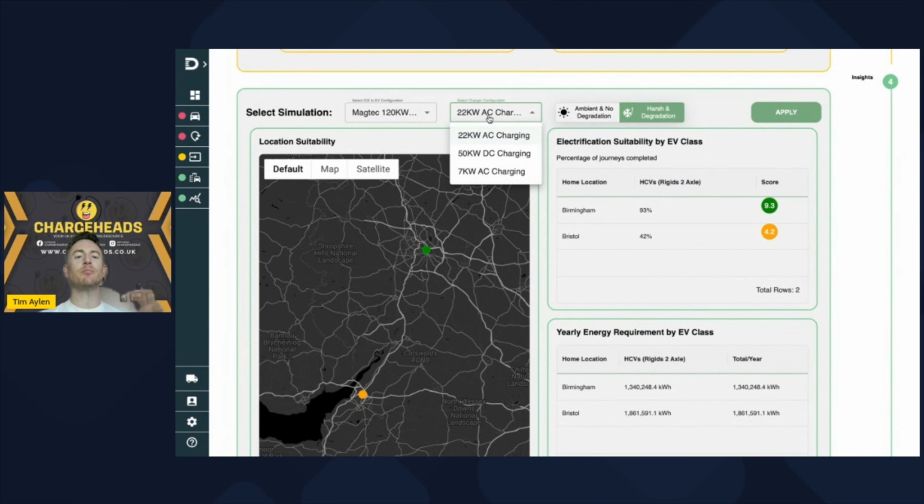Okay, well, let's just improve the charging. Let's put a bigger charger in there. Apply it. Hasn't changed at all. So this is really, really useful to understand before you start putting money into the EV infrastructure, before you start buying the vehicles, to understand and simulate accurately. That is the key to work out what is going to work in terms of EV selection and infrastructure.